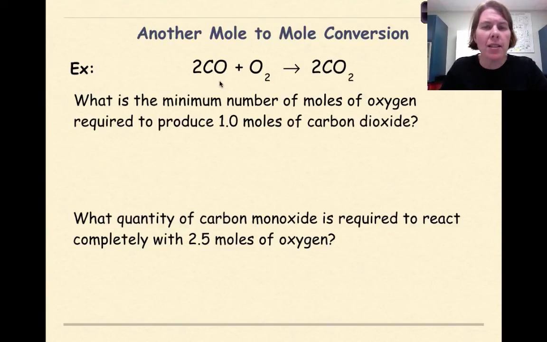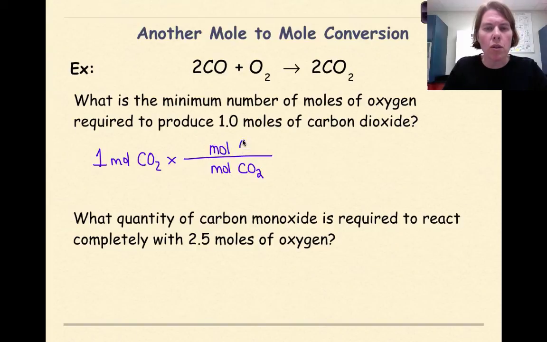2 moles of carbon monoxide react with oxygen to produce 2 moles of carbon dioxide. So what does our question ask? What is the minimum number of moles of oxygen required to produce 1 mole of carbon dioxide? No matter what the wording is in these questions, just pay attention to the numbers that are given to you. Our given is 1 mole of carbon dioxide, 1 mole of CO2, multiplication sign and a line. Moles of CO2 are going to go on the bottom. What is the minimum number of moles of oxygen? So I want moles of O2.